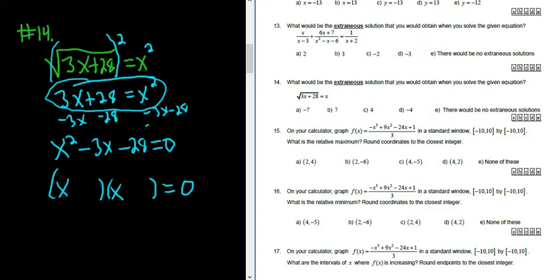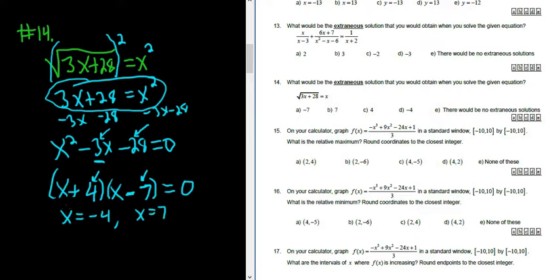So we need two numbers that multiply to negative 28 and add to negative 3. So I guess 4 and 7 would be good, because 4 times 7 is 28. And the negative needs to go on the 7, because when you add the 4 and the negative 7, you have to get negative 3. So the negative goes on the bigger one. So we get two possible answers, negative 4 and 7.